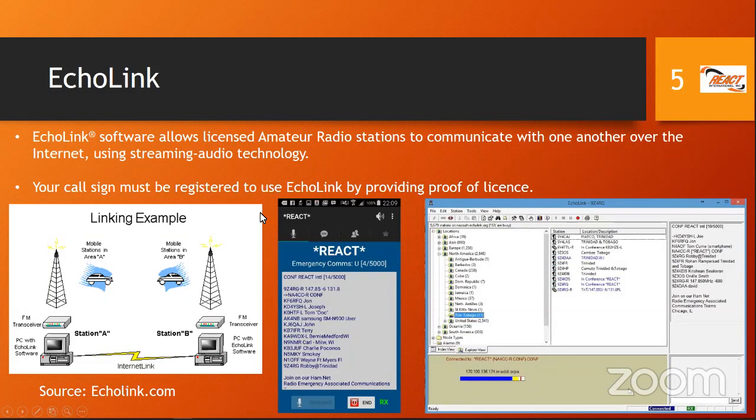So to be able to use EchoLink, note that your call sign must be registered with EchoLink, and you would need to provide proof of your license. You can't just go and use EchoLink just so. You need to use EchoLink after having been validated. Also, when you're using the EchoLink app or software, you are coming through the internet and you can connect to other users who are in their car or their homes through the same EchoLink ecosystem. So note, EchoLink is another example, similar to IRLP, of voice over IP linking software.